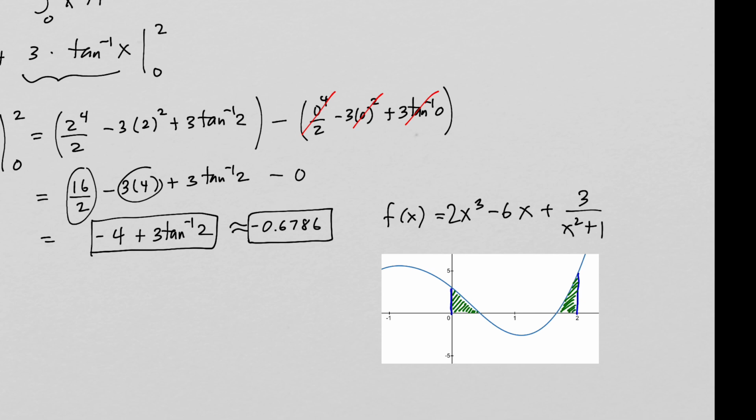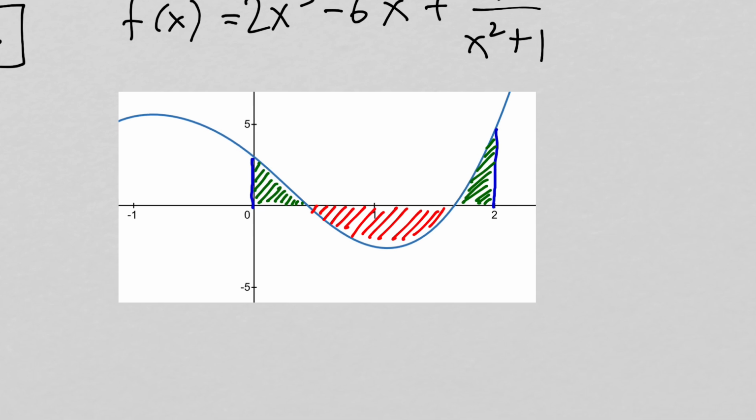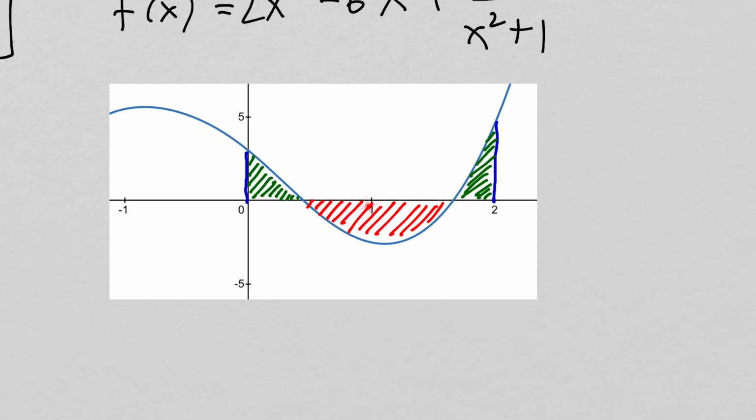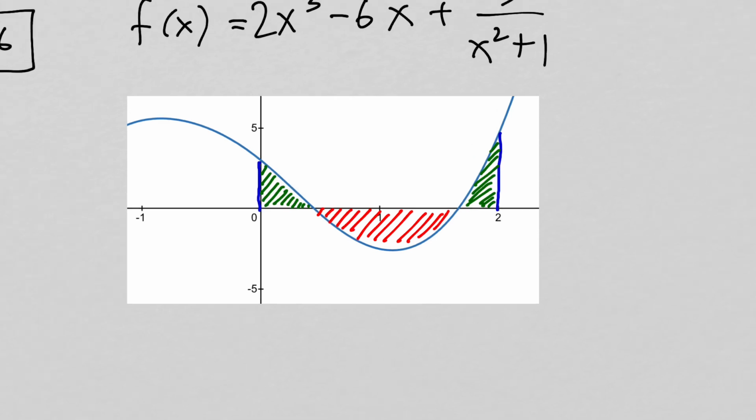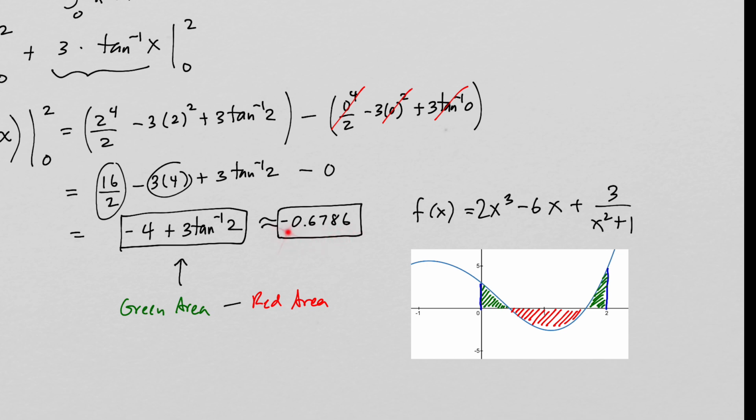So we have 2 pieces of area that are above the x-axis and 1 piece of area here below the x-axis. And what this number here represents is the green area minus the red area. And if you look at this graph, it does appear that there is more area below the x-axis than there is above the x-axis. And that is exactly why our answer comes out to be negative, because area below the x-axis gets counted as a negative area.